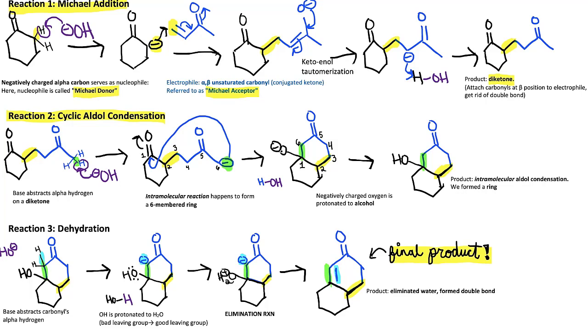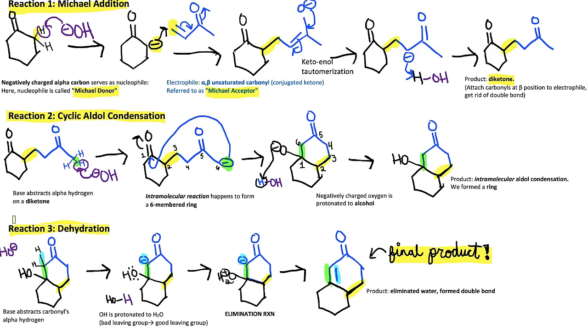So now this negatively charged oxygen can pick up a hydrogen from water, forming our product here, which is where we formed a ring. This new bond that was used to form a ring, I highlighted in green. So our final reaction of Robinson annulation is dehydration. This is basically when we get rid of this alcohol here and we end up forming a double bond here.